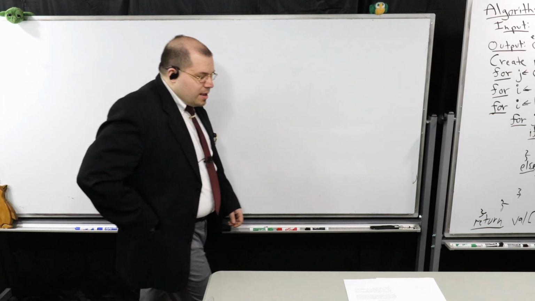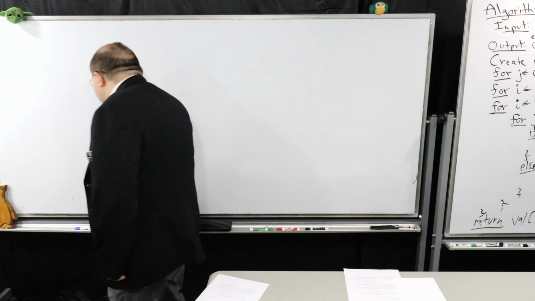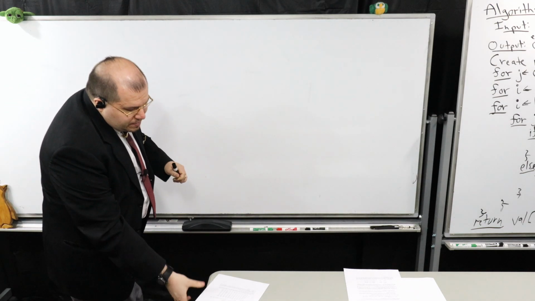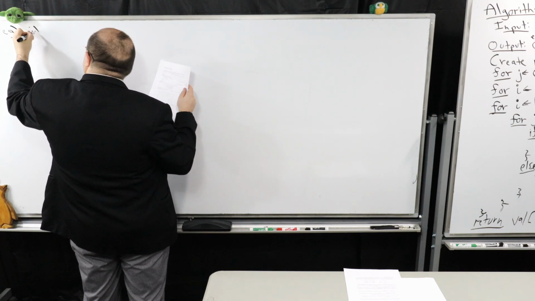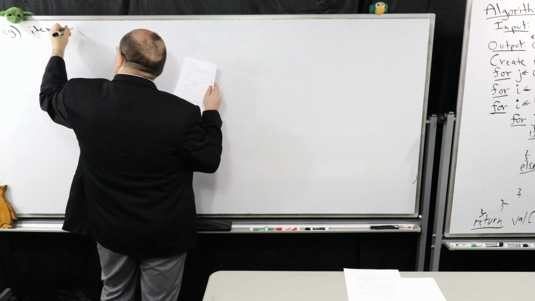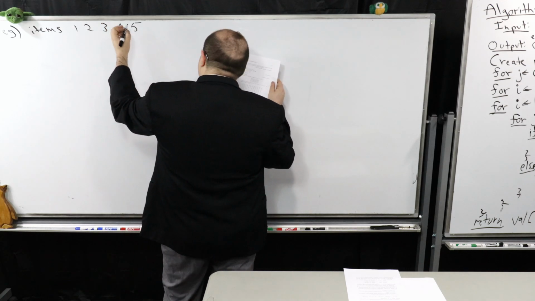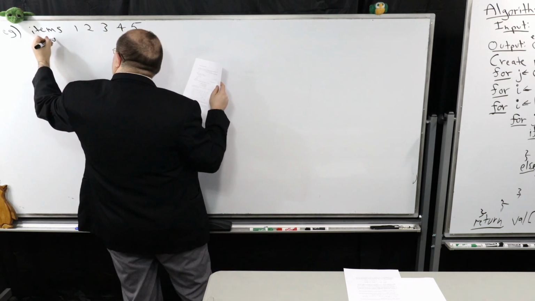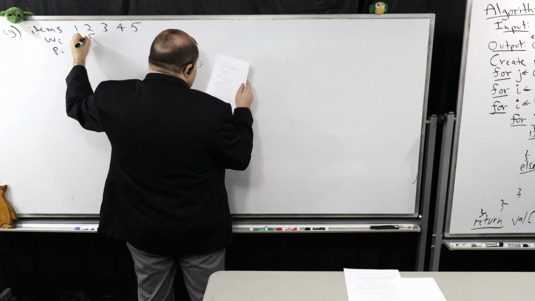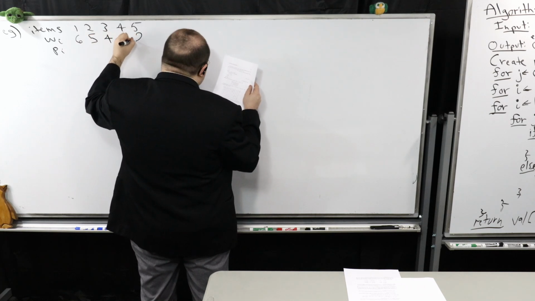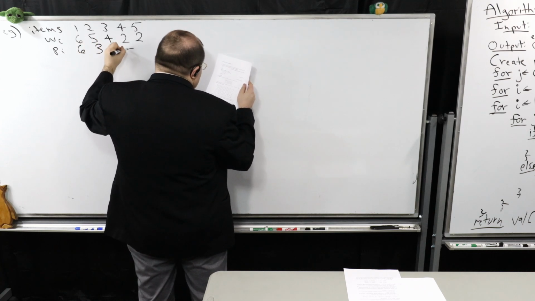So let's have some fun here. Let's do an example. Let's do this one. We're going to have 5 items: 1, 2, 3, 4, 5. We're going to have weights and we're going to have profits. The weights are going to be 6, 5, 4, 2, 2. The profits are going to be 6, 3, 5, 4, 6.